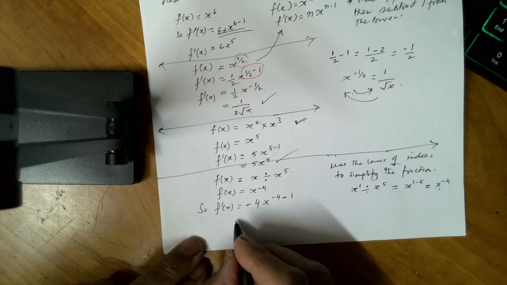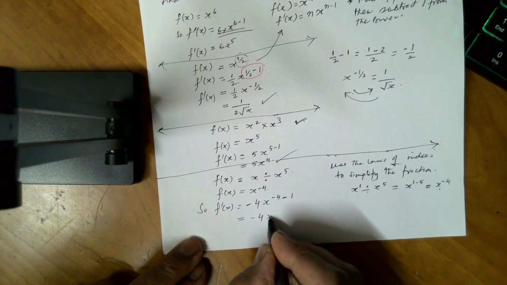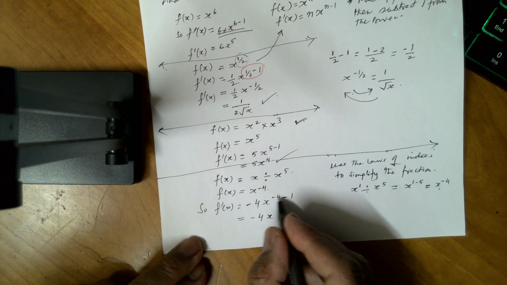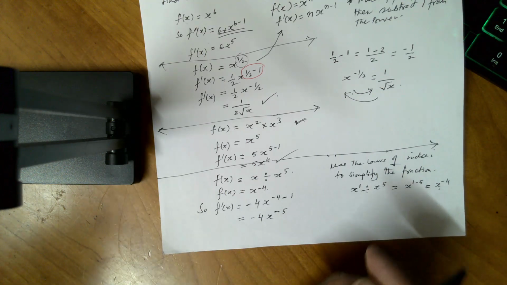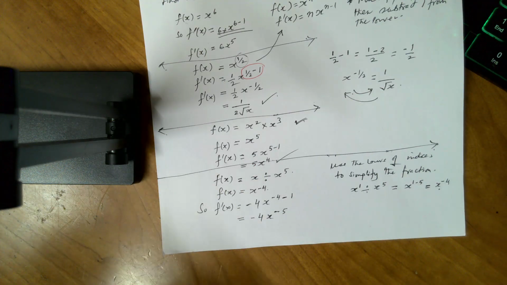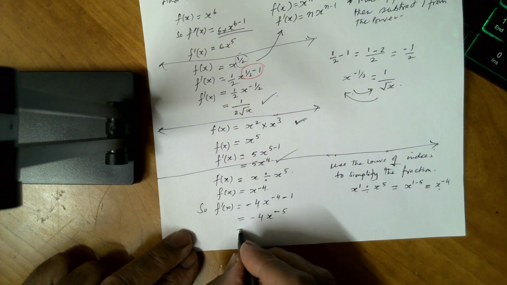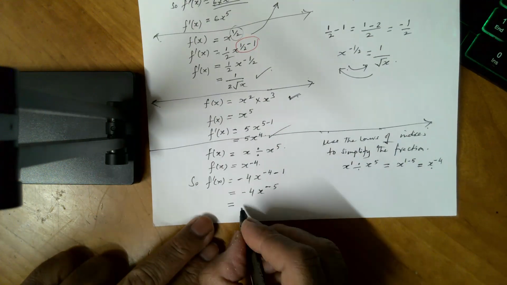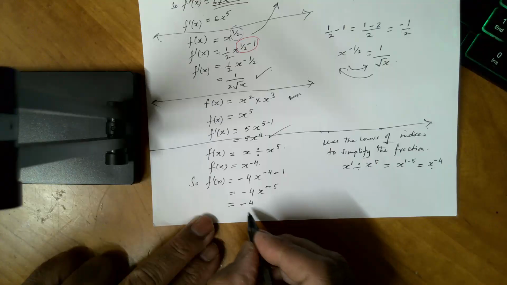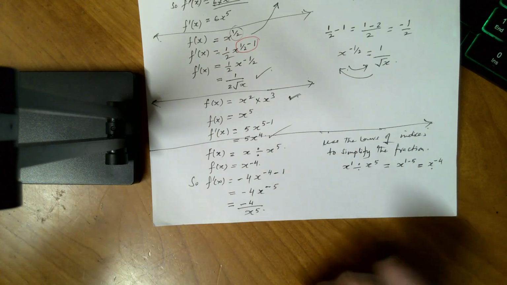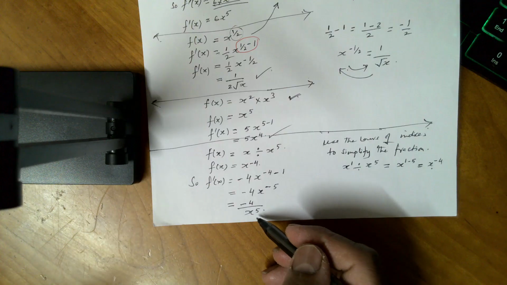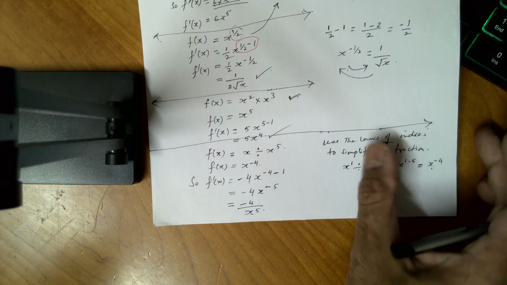Okay. However, as you know, minus 4 minus 1, that is your minus 5. And if you want, you can also write it like this. Right? Okay.